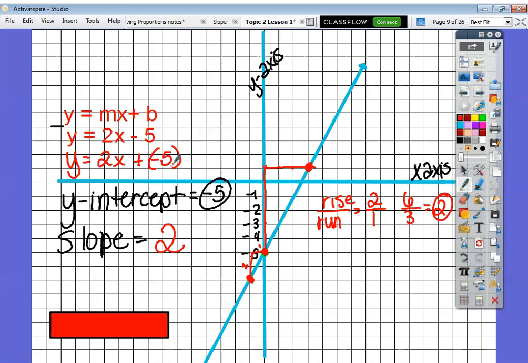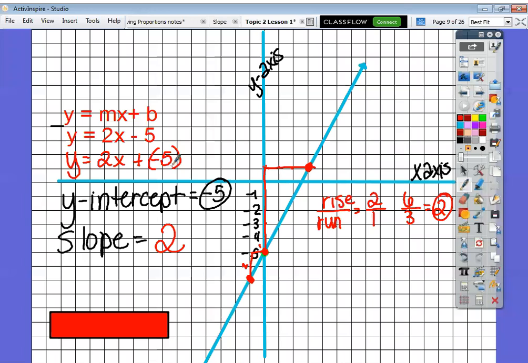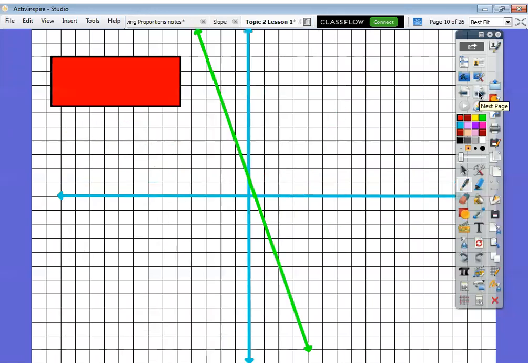Okay, and again, congratulations. You've just written an equation for a line. All right, here we go. Let's take a look at another one. Here it is. Okay, this one right here.